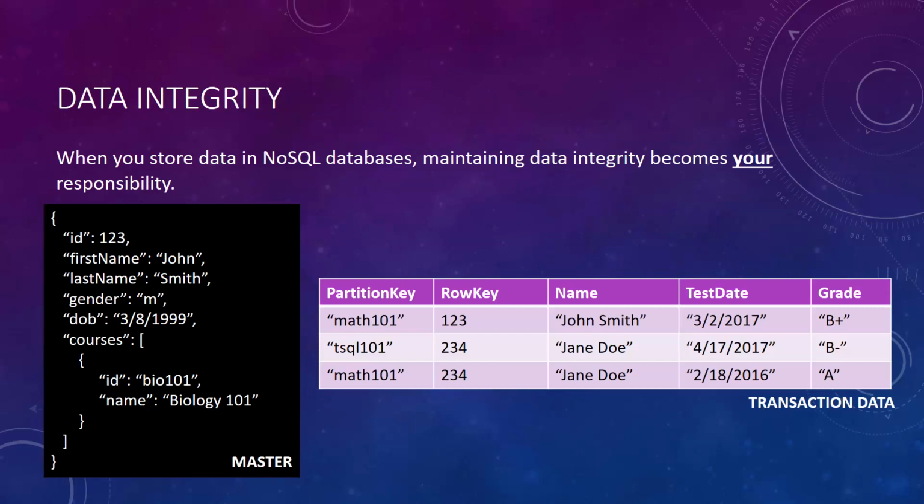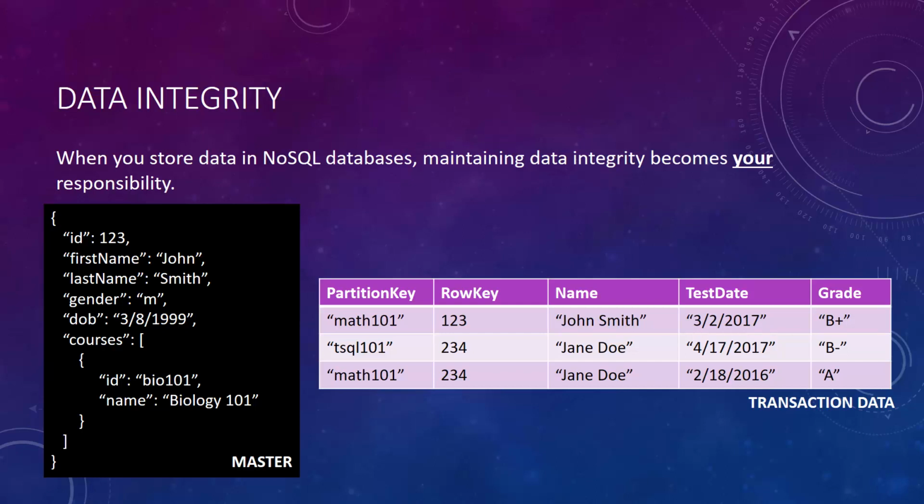Now, this is a really important point. Whenever we introduce NoSQL databases into our mix, into our data management strategy, we have to maintain data integrity ourselves. It becomes our responsibility. So I just wanted to demonstrate this with this example. Let's say I have my students in a document database. So I have the document on the left, and I called it master. That's where the data is coming from. If I need to know anything about the student, this is the master record that I go to, John Smith.